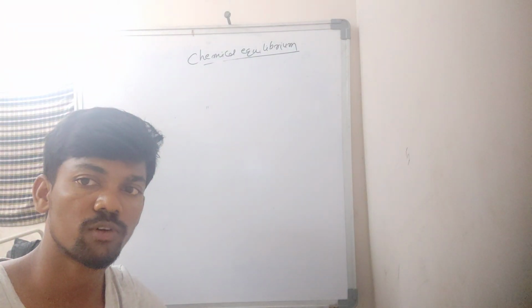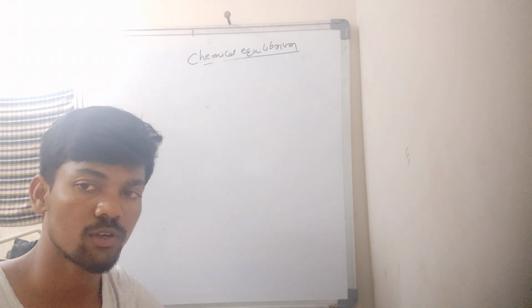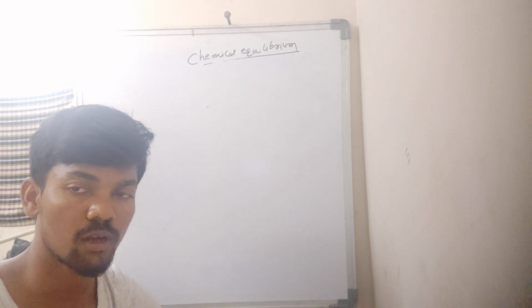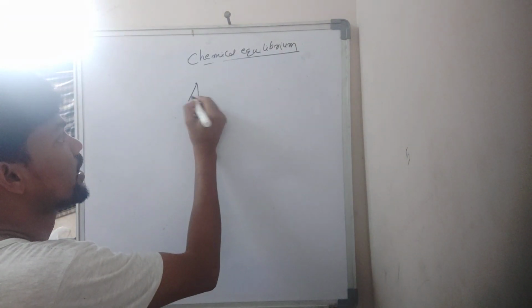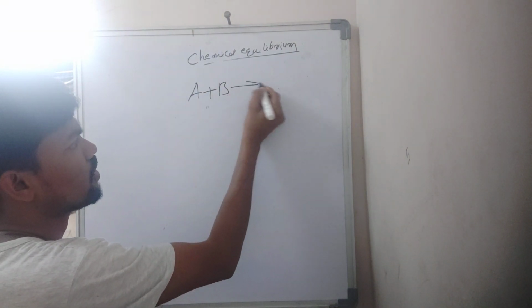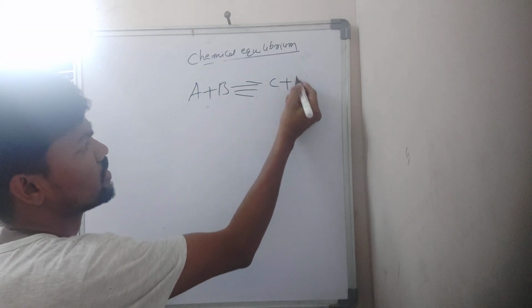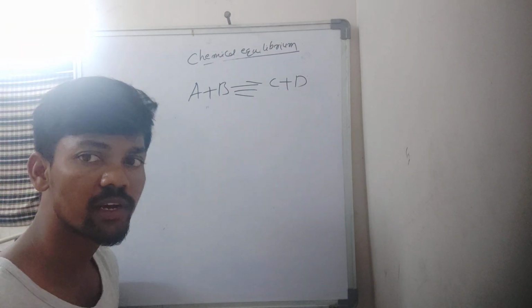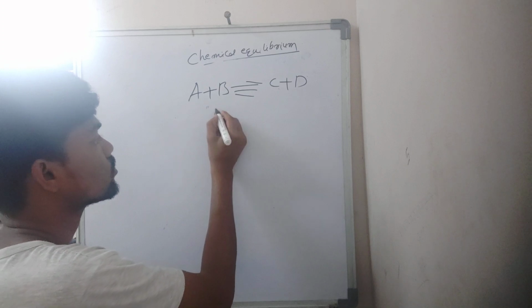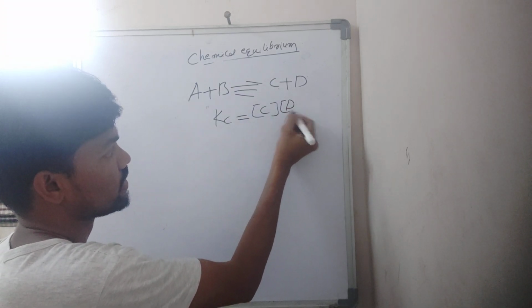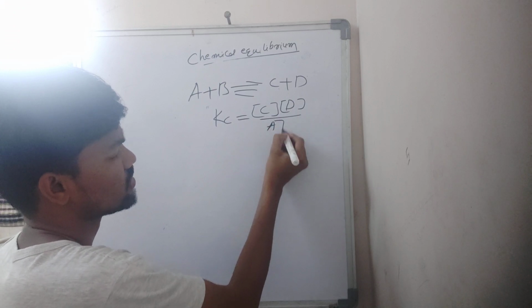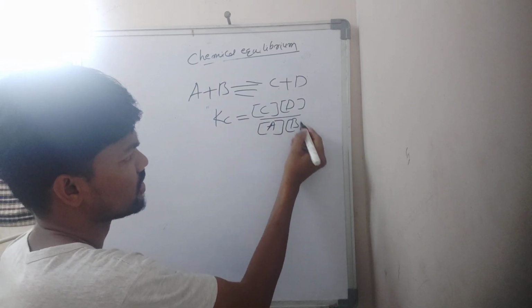So today we are going to discuss chemical equilibrium. So chemical equilibrium, how can you find out? Suppose one reaction is there, that is A plus B in equilibrium with C plus D. So how can you find out the Kc value? The Kc value we can find out as C concentration into D concentration by A concentration into B concentration, you know that.